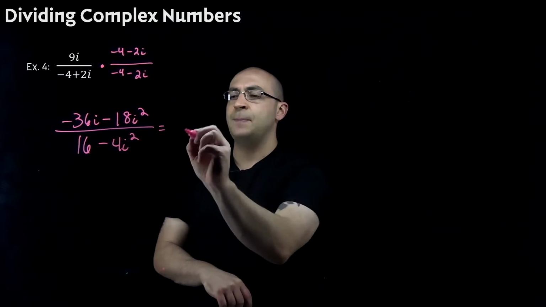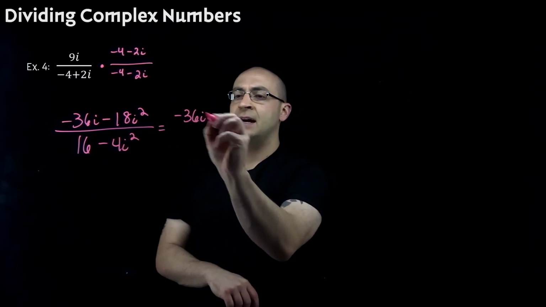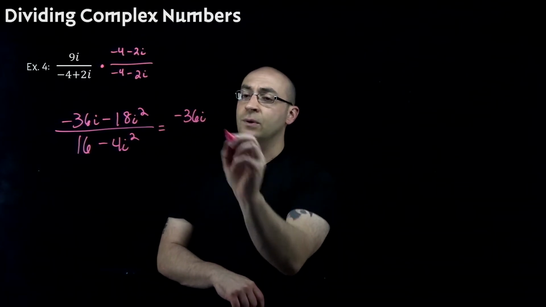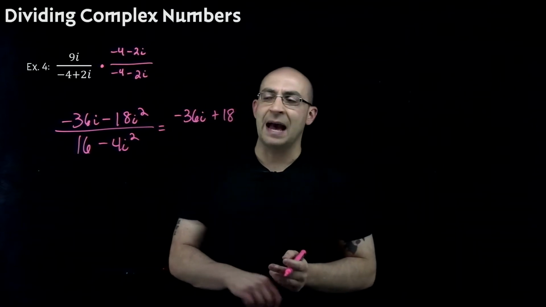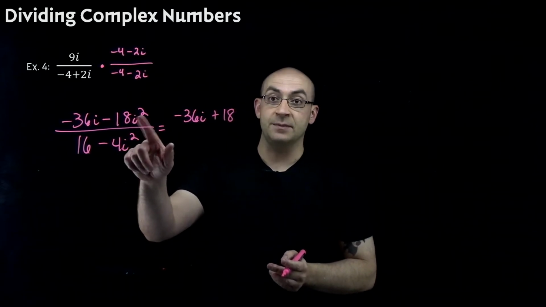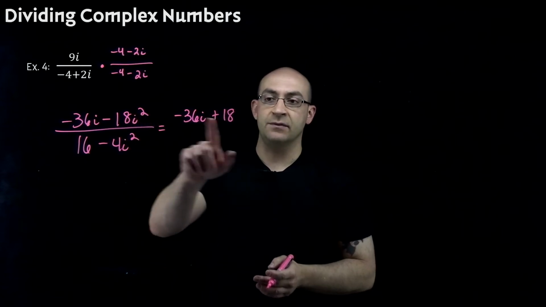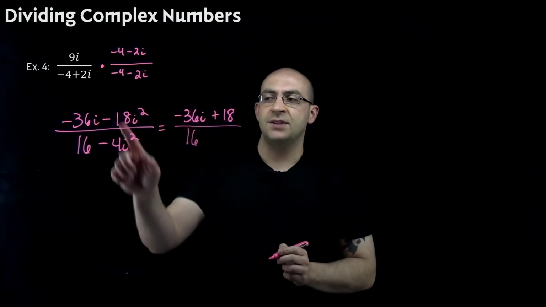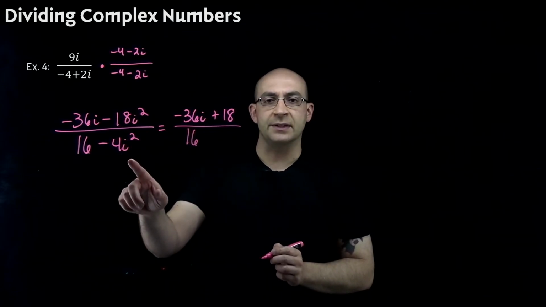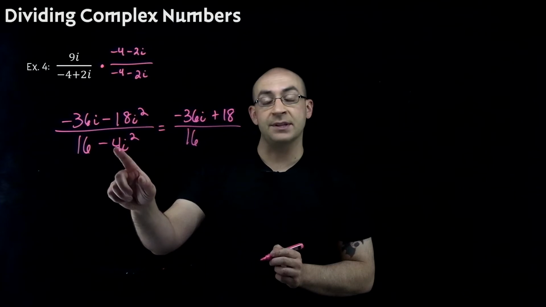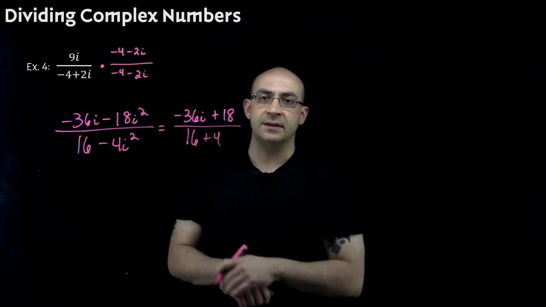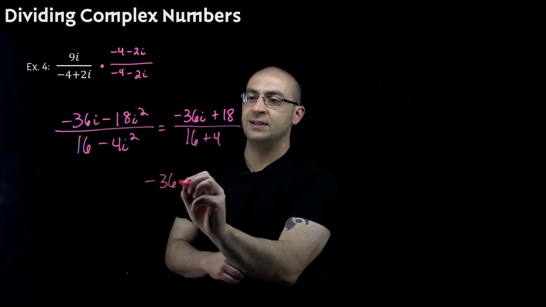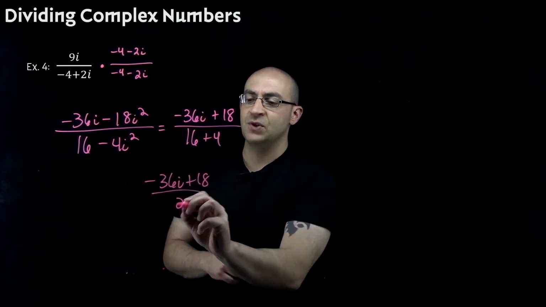So the top is going to turn out to be -36i minus 18 times -1, or just plus 18. So what really happens here is this sign just changes because that becomes a -1. So a negative times a negative gives me a positive. Right? Now the denominator is going to still be that 16. Same process as the numerator. That i squared is going to turn to a -1 and multiply times the -4. That's going to become a 4 positive. So now I can combine things and clean this up. This is going to end up being -36i plus 18 over 20.